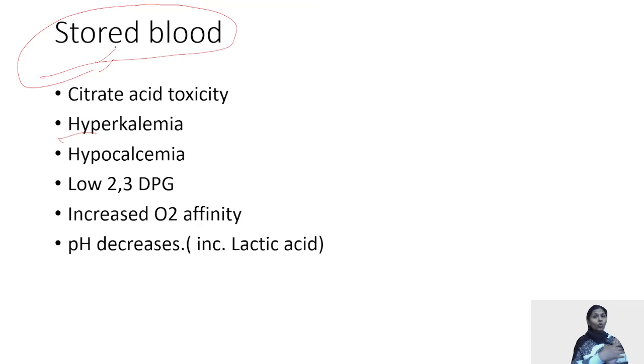And lastly, in stored blood, you have increase in the lactic acid, pH decreases. In these cases, it is well said that in sepsis, kindly use fresh blood, that is the blood which has been withdrawn within 24 hours because of the decrease in the pH, because of the increase in lactic acid. Okay. And lastly, in stored blood, you can have citric acid toxicity also. As you all remember, citrate is present in the blood as a preservative. Done?